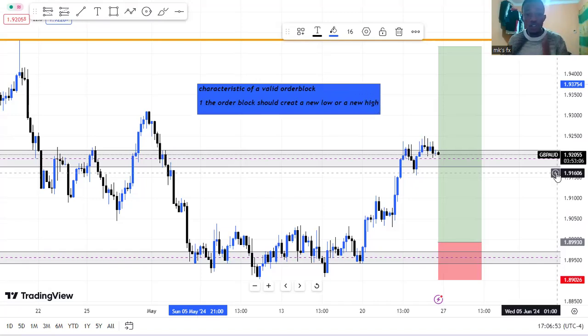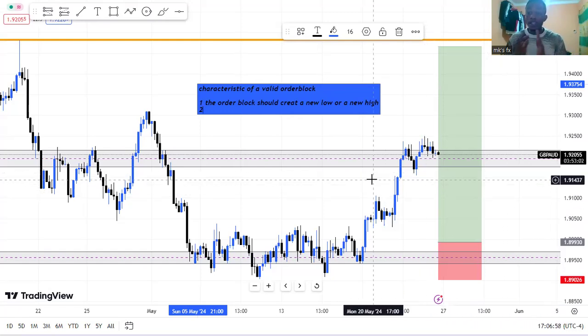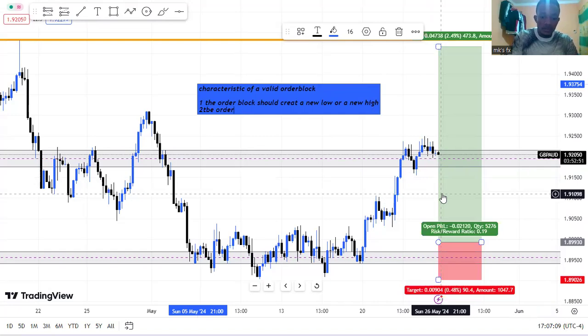The order block should create a new low or a new high. Point number two, the order block should create an imbalance.